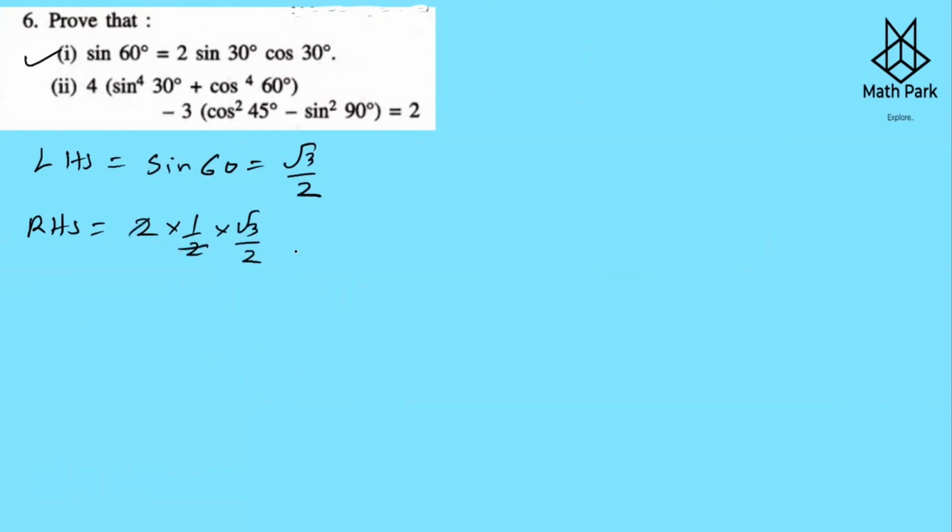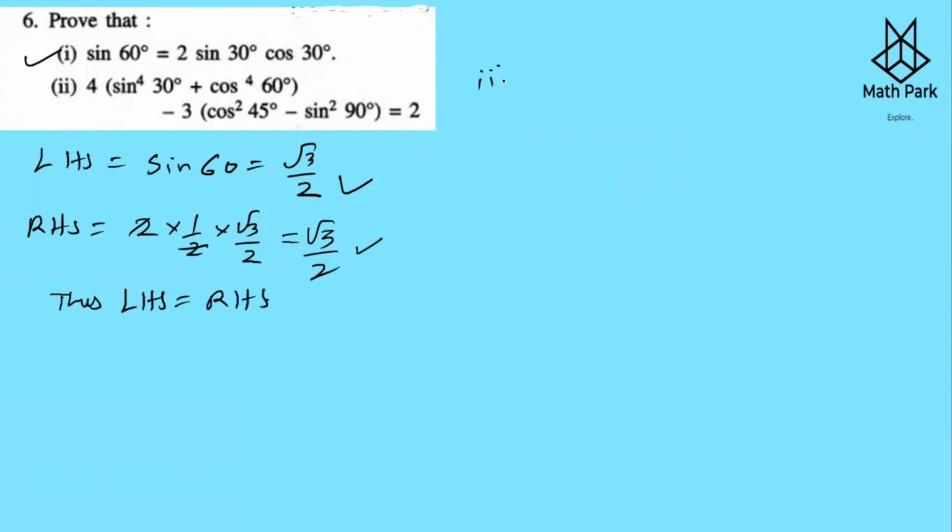Prove that sine 60 is equal to 2 sine 30 cos 30. So for the first question, let us take LHS. Your LHS is sine 60 and sine 60 is equal to root 3 by 2. Let us take RHS. So RHS is 2 sine 30 cos 30. Sine 30 is 1 by 2 and cos 30 is root 3 by 2. So this 2 and 2 got cancelled. We got this as root 3 by 2. Thus we can see that both are root 3 by 2. So thus we get LHS is equal to RHS.